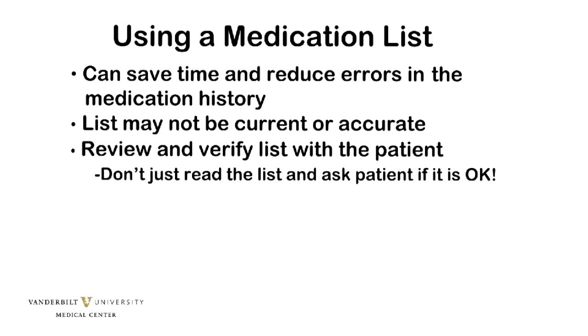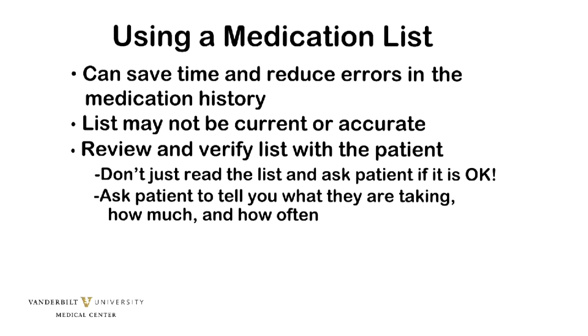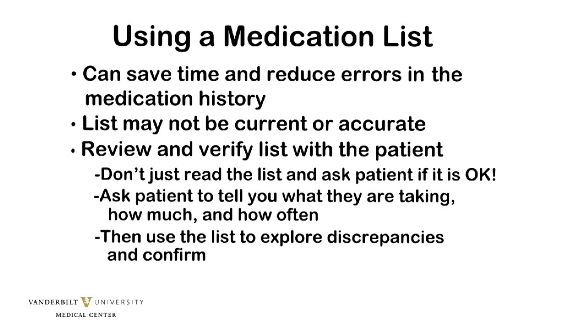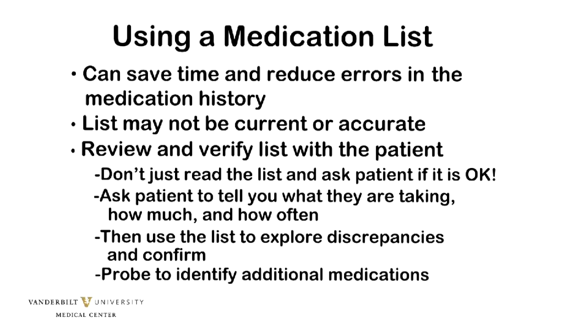But don't just read the list to the patient and ask if it is correct. Instead, you should start by asking the patient to tell you what they are taking, or at least how much and how often they take each medicine on the list. This increases your chances of finding inaccuracies in the list you have and also lets you assess the patient's understanding of their medication regimen. Then use the list to explore discrepancies and confirm information. Finally, you should probe to identify additional medications or products which may be absent from the list.